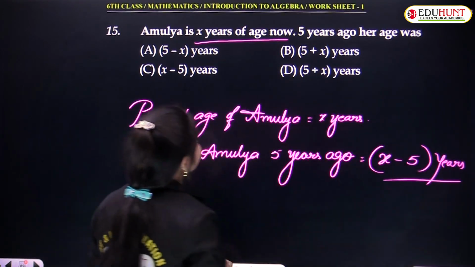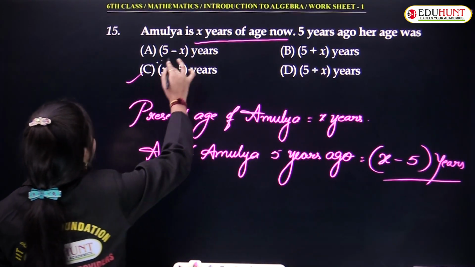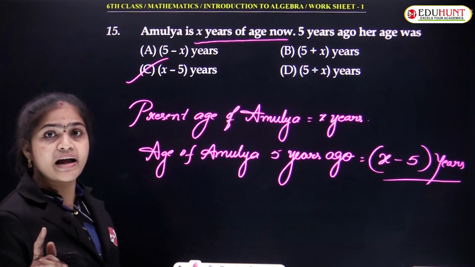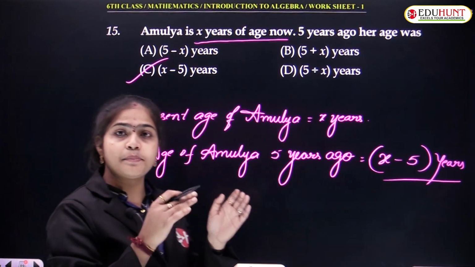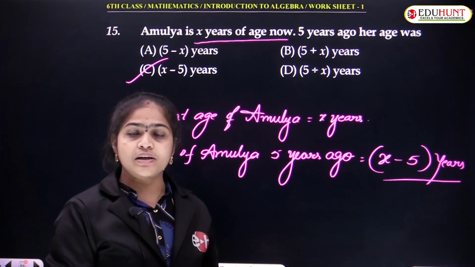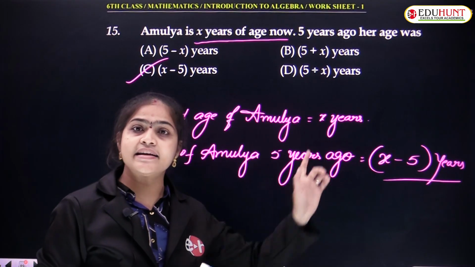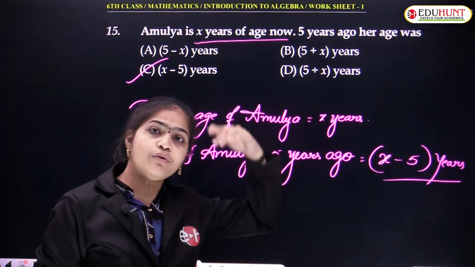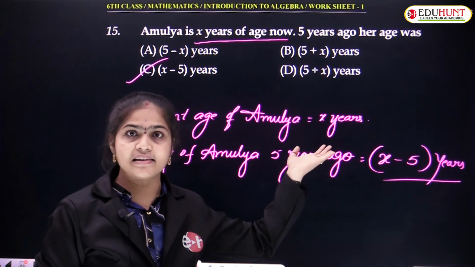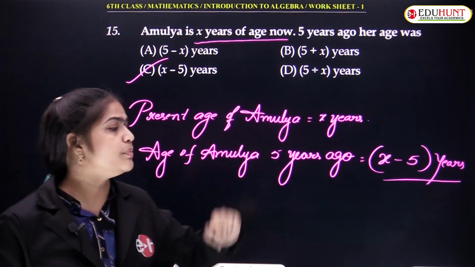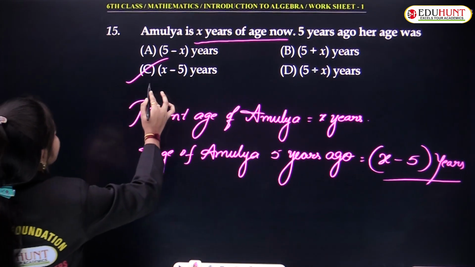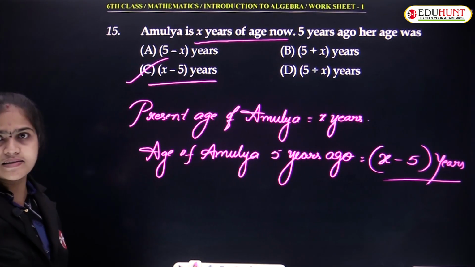Understood? So here which one is correct? X minus 5 years, not 5 minus x. Why? Because her age at present is not 5 years. Just the given that at present her age is x years. Before 5 years, what was her age? That's what they're asking here. Finally here the answer is x minus 5 years.